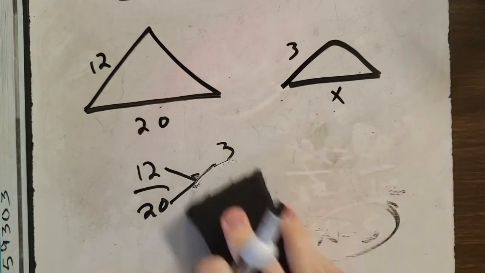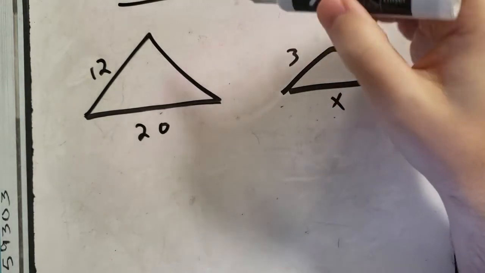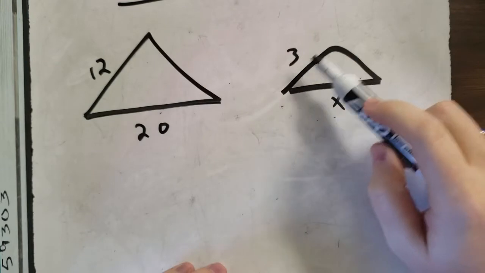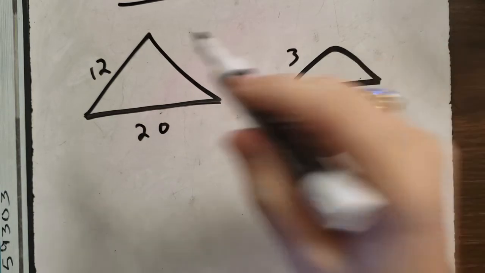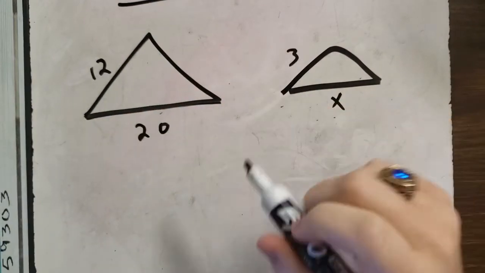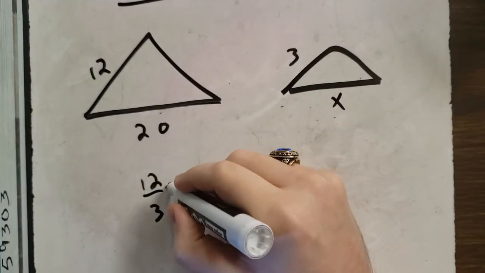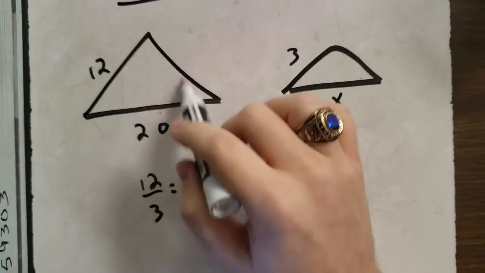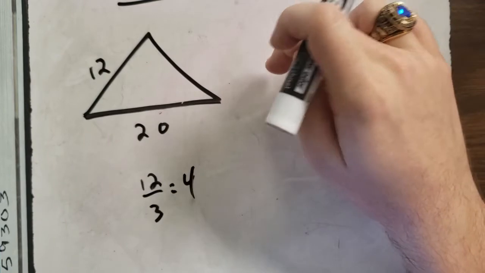The other way you can think about it, and it's even simpler, is you look at the two sides that you have that correspond. So in this case, the 12 and the 3. Each triangle has this left diagonal side with given numbers. So you want to divide your bigger number by your smaller number. If we did 12 divided by 3, we know that equals 4. So this triangle is 4 times as big as this triangle, which means that each side is 4 times as big as this side.